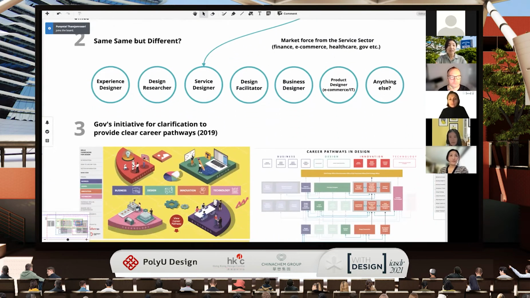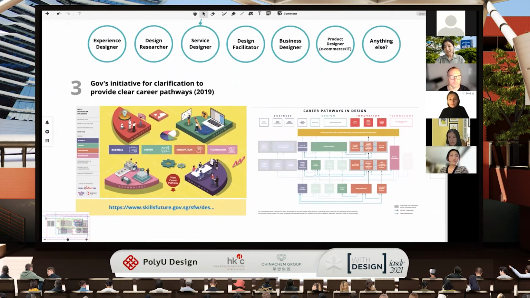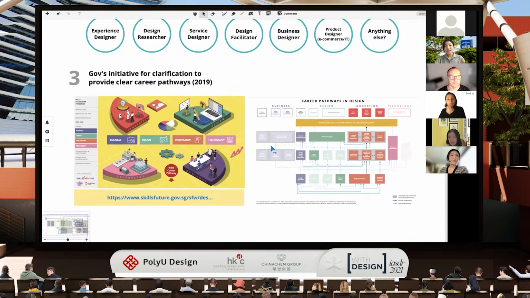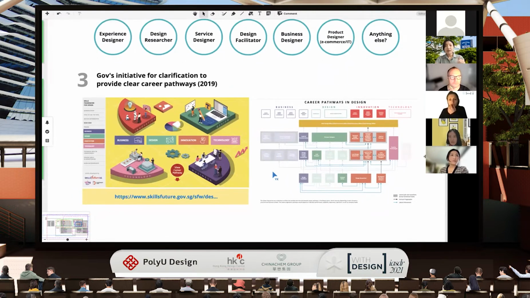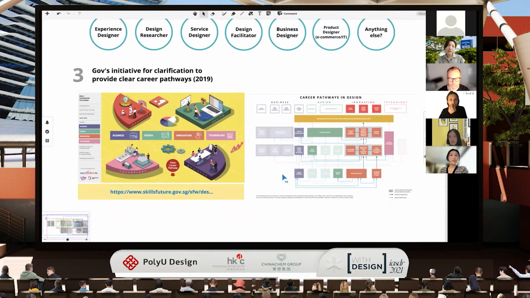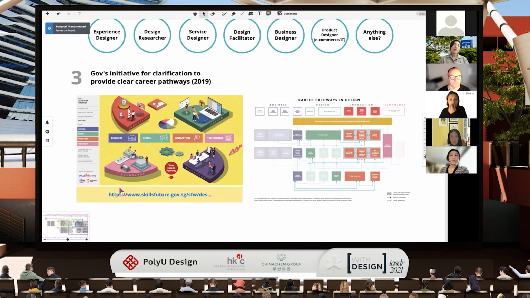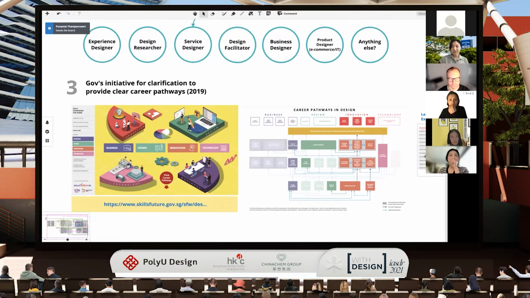However, a service designer as a job role was still new, and they were not able to provide a clearer understanding of the career pathway. So that resulted in multiple job roles by different companies in Singapore. Those same but different job roles include experience designers, design researchers, design facilitators, business designers, and so on and so on.